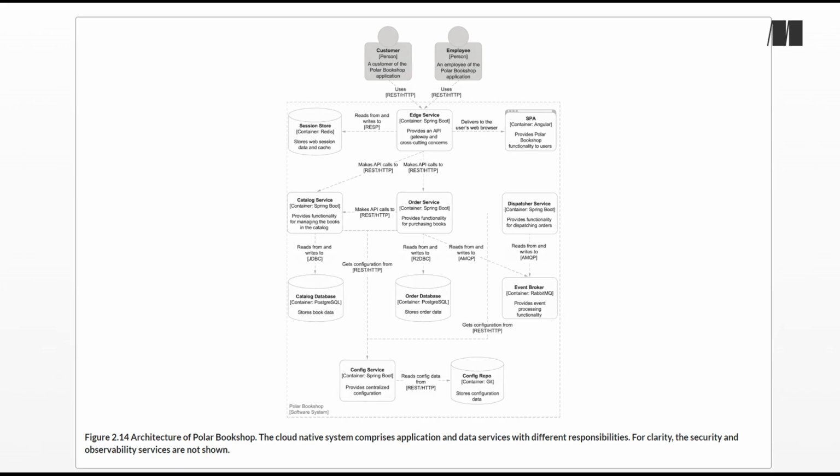Figure 2.14 describes the architecture of the Polar Bookshop cloud-native system. As you can see, it's made up of several services. Some will implement the business logic of the system to provide the functionality already mentioned. Other services will implement shared concerns like centralized configuration. For clarity, the figure doesn't show the services responsible for the security and observability concerns. You'll learn about them later in the book.